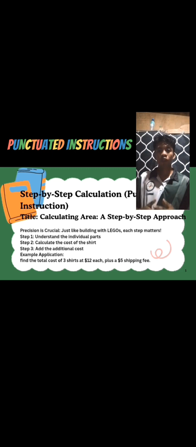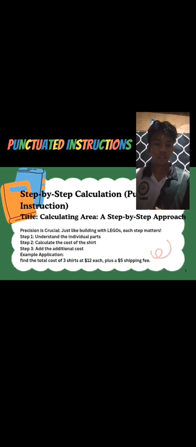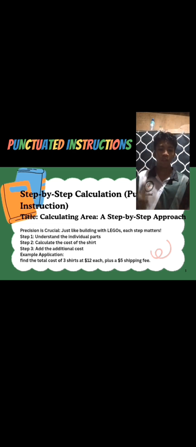Step 2. Calculate the cost of the shirts. To find the cost of multiple shirts, we use multiplication. We multiply the price per shirt by the number of shirts, which is $12 times 3 shirts. That gives us $36. This gives us the subtotal for the shirts.